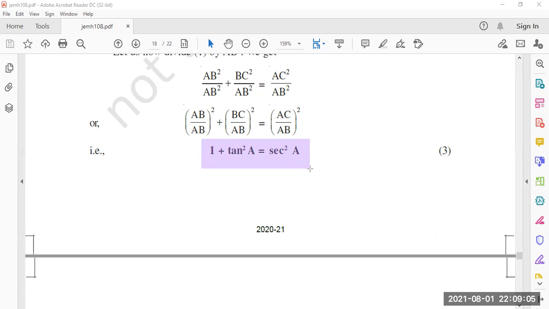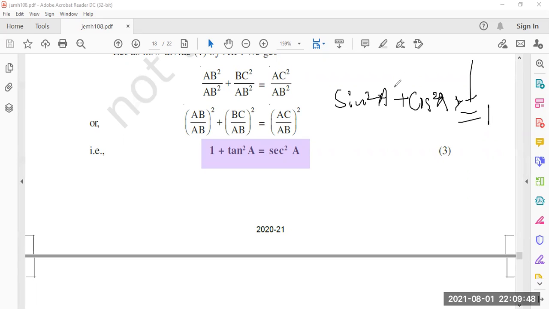This is the second trigonometric identity that we study or that we learn in this particular concept or in this particular exercise. First identity was, what is that first identity? Sin square A plus cos square A is equal to 1.